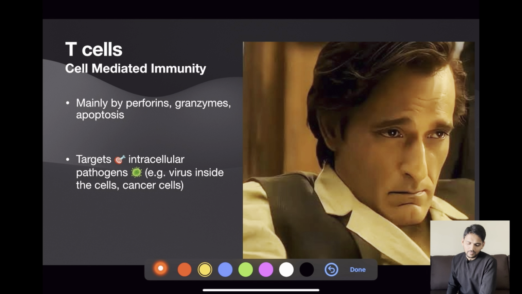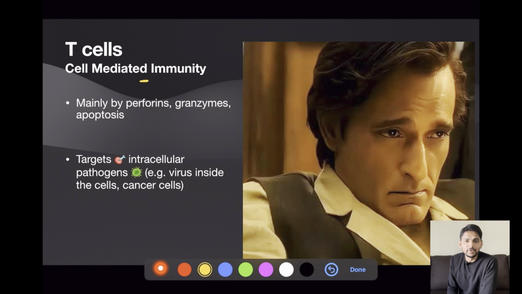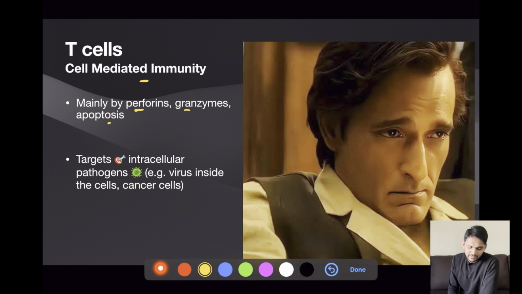Then what about T cells? They will lead to cell-mediated immunity, not humoral. It is cell-mediated, like CD4 cells, CD8 cells. So what will they do? They will act mainly through perforins, granzymes, and apoptosis. See, this is very, very lethal, we can say.